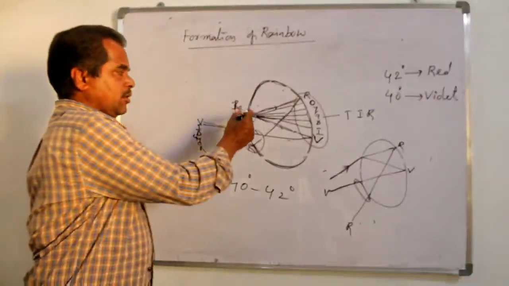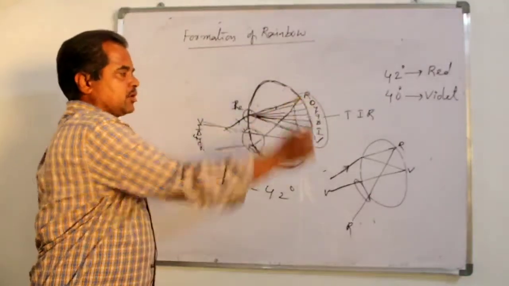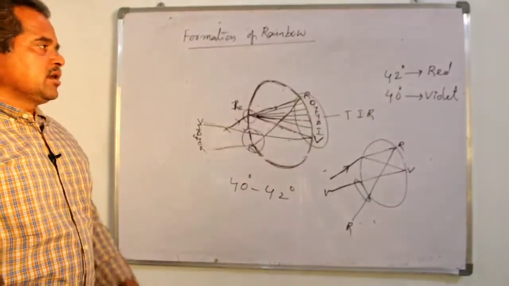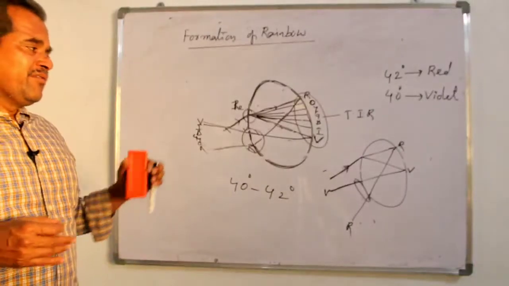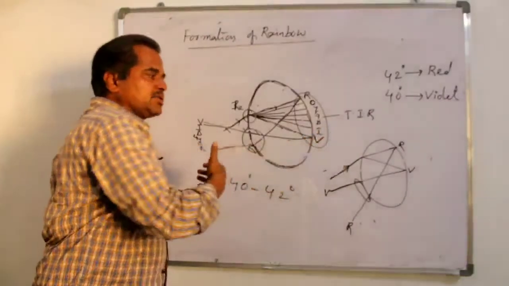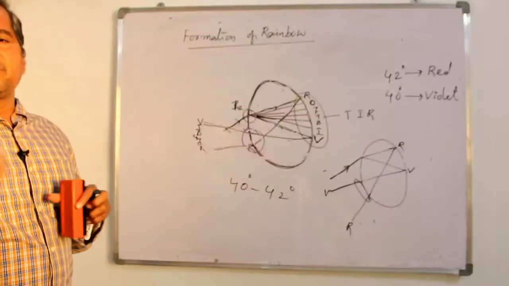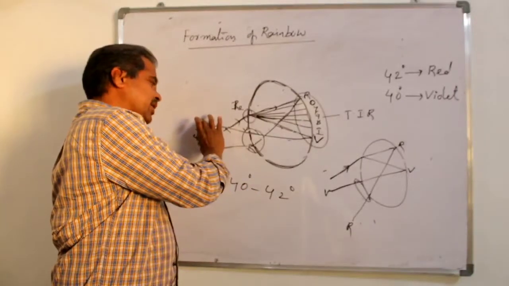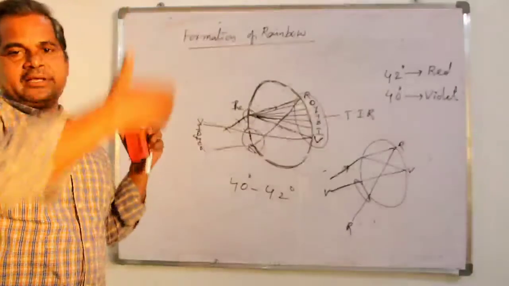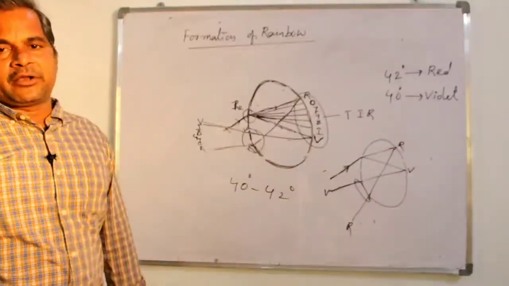So in the rainbow, two refractions and one total internal reflection occur. And here also we have to remember one thing, we cannot see all the colors from one raindrop. We can see the colors of the rainbow from different raindrops. Okay.